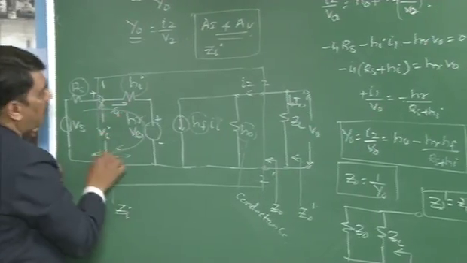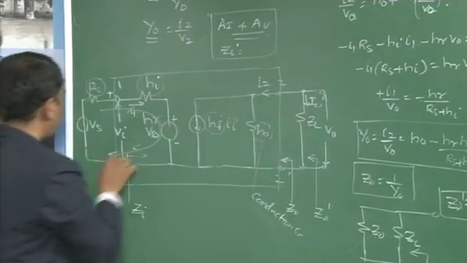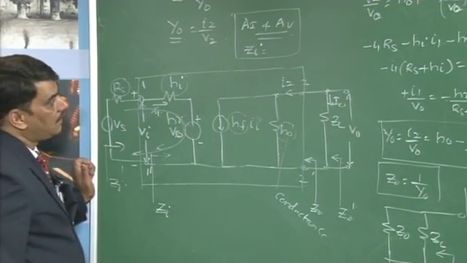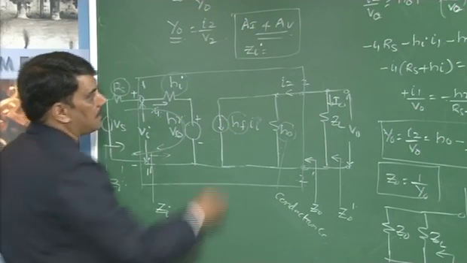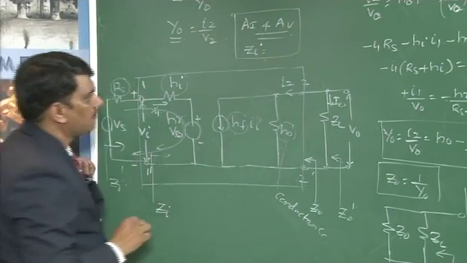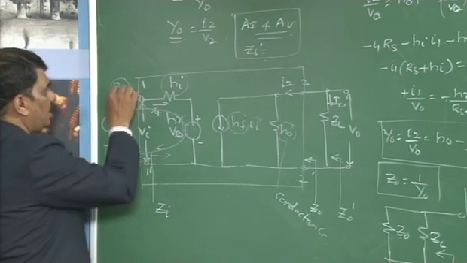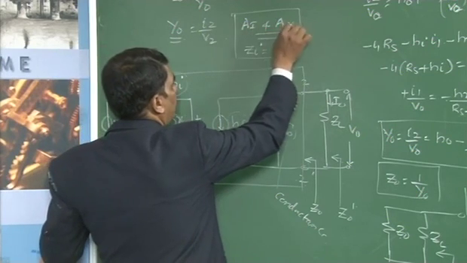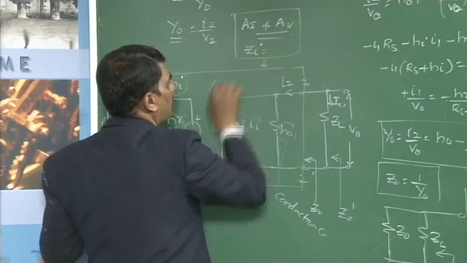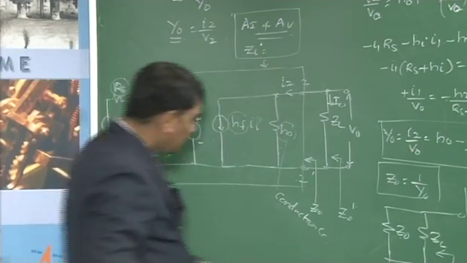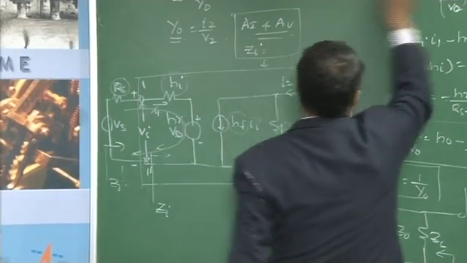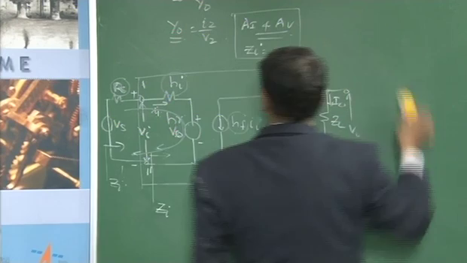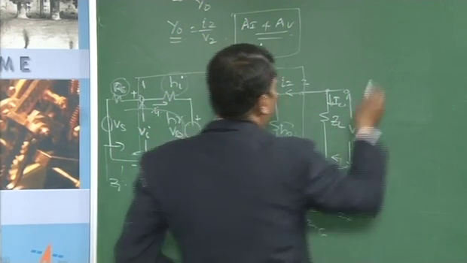When looking into the terminals 1, 1 dash, ZI remains the same, but if you are looking into this side, ZI dash, what is the input impedance? Can you guess? Does it increase or decrease? Due to the source Rs, the voltage gain AV, current gain AI and ZI, all the parameters decrease. You have to determine that relation while taking the current gain and voltage gain with Rs into account.